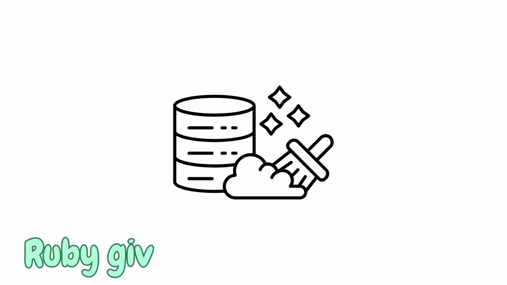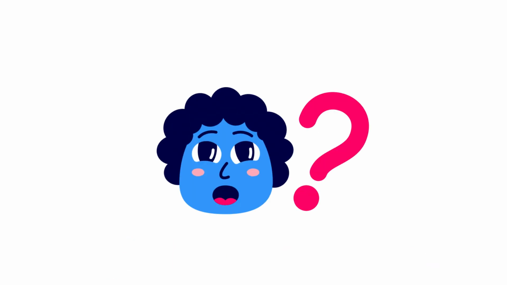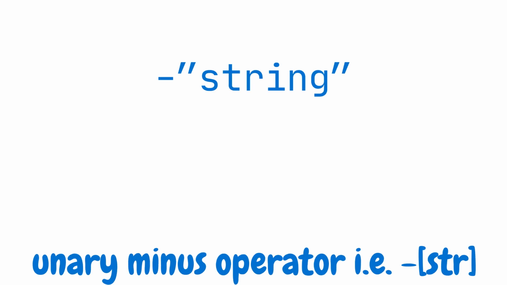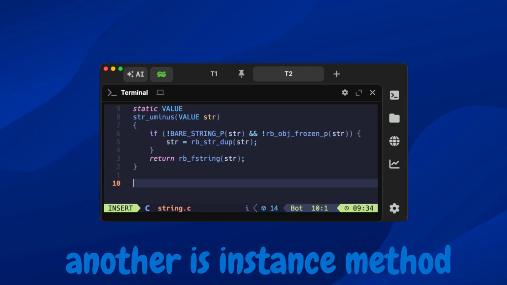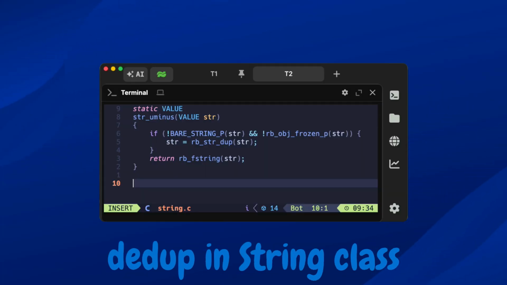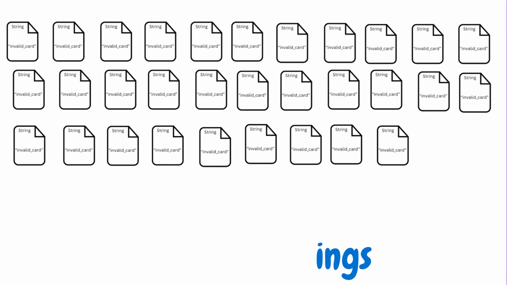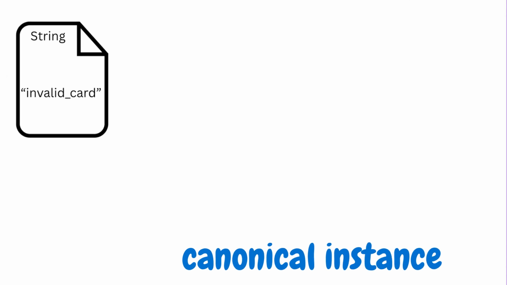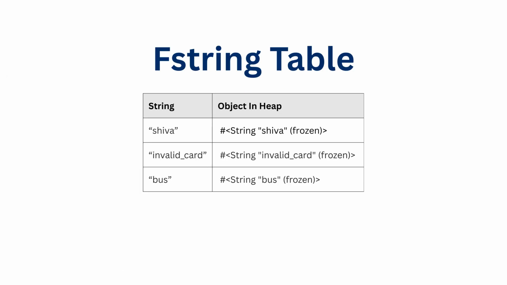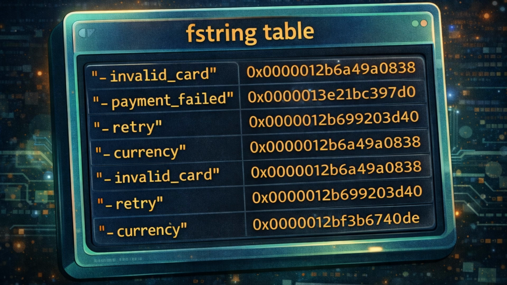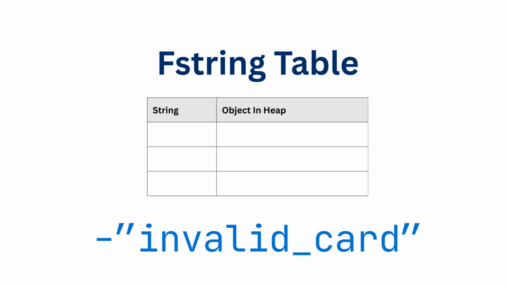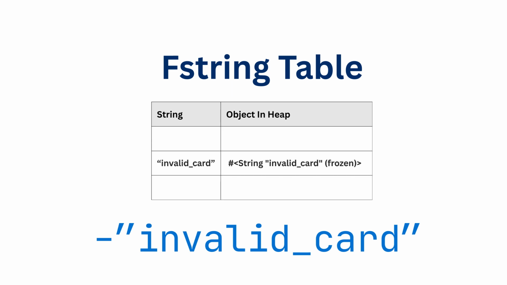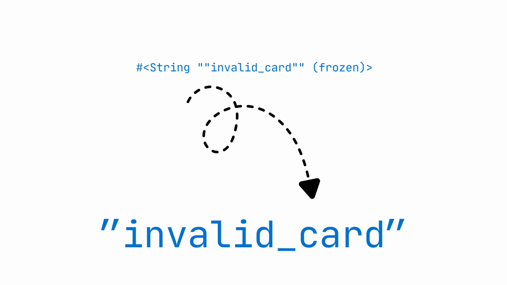The solution. Ruby gives us explicit string deduplication feature in 2 forms. They are unary minus operator, that is minus before string, and another one is instance method dedup in string objects. They do 3 things: freeze the string object, deduplicate the definition, reuse a single canonical instance. What Ruby does is it maintains a fstring table in virtual machine and maps to the object in heap. For the first time, when it's not already defined, it updates the table, and from next time it simply fetches the same object from the table.